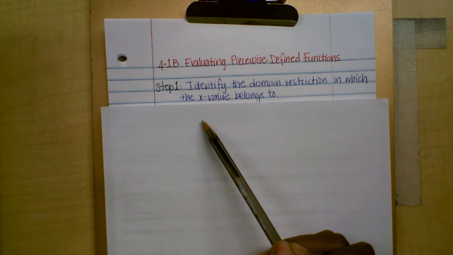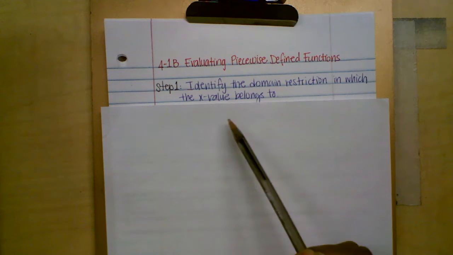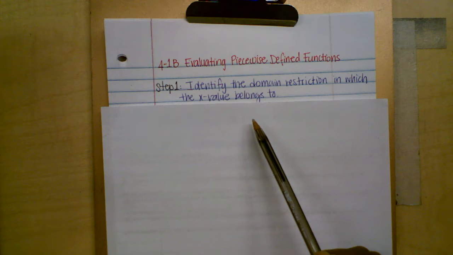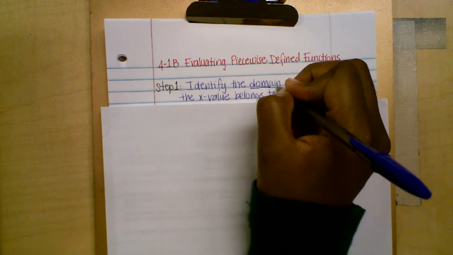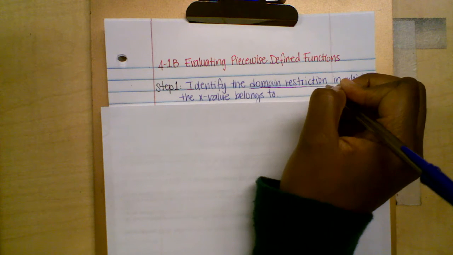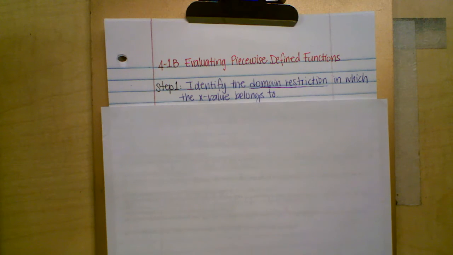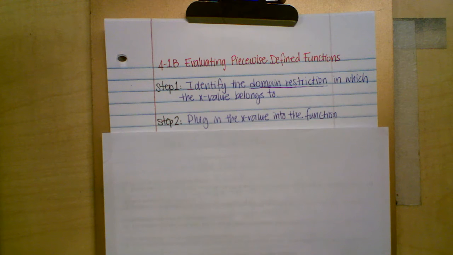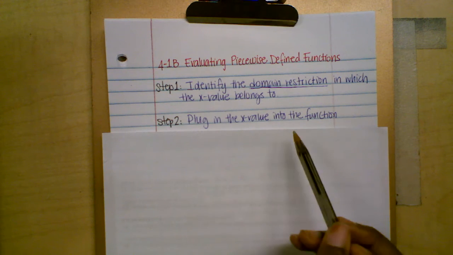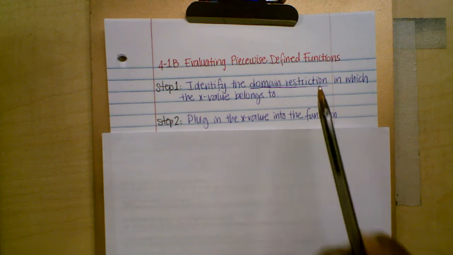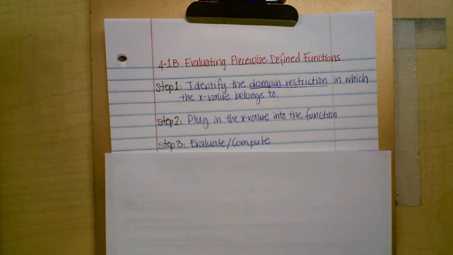Let's evaluate the function when x equals, let's say, positive 2. What you want to do is identify the domain restriction. What is the correct domain restriction to which the x value belongs? Then step 2, you're going to plug the x value into the function that has that domain restriction. And then step 3, you're going to evaluate or compute to find the output. Since you have the x value, you want to find the output, the y value.